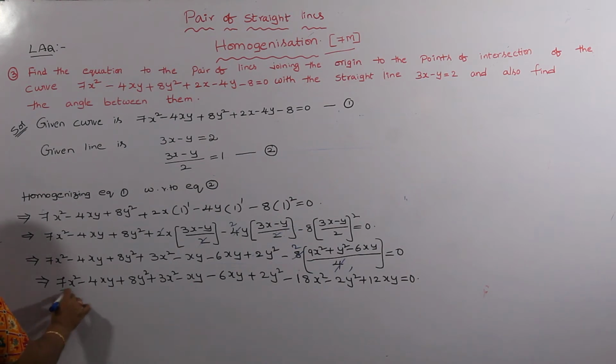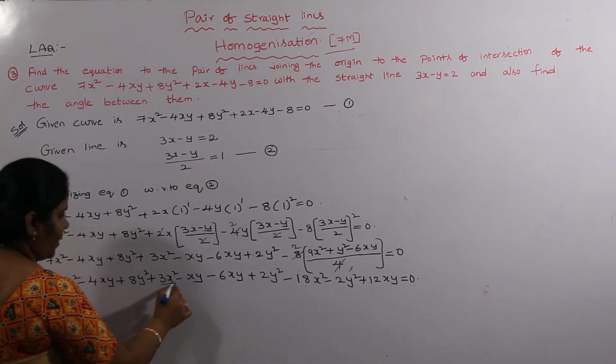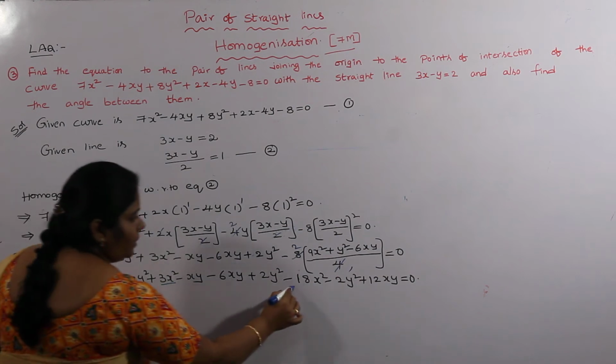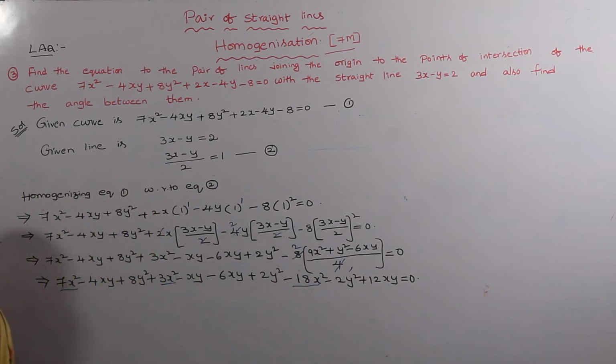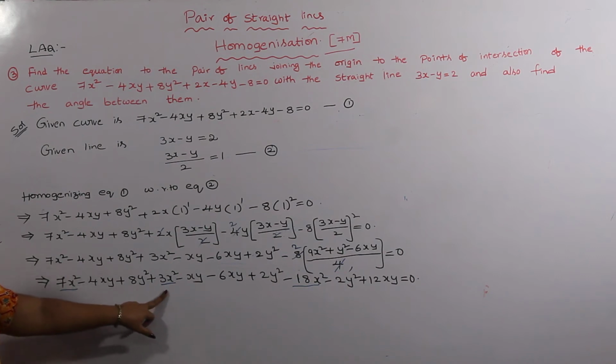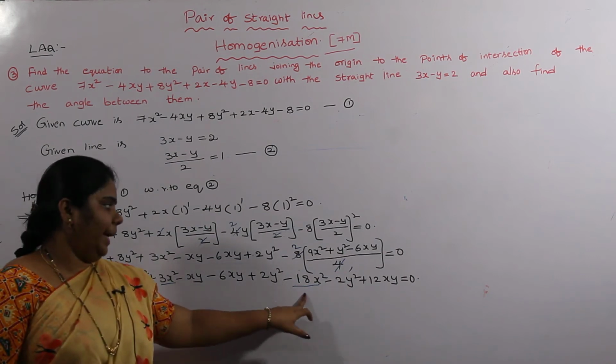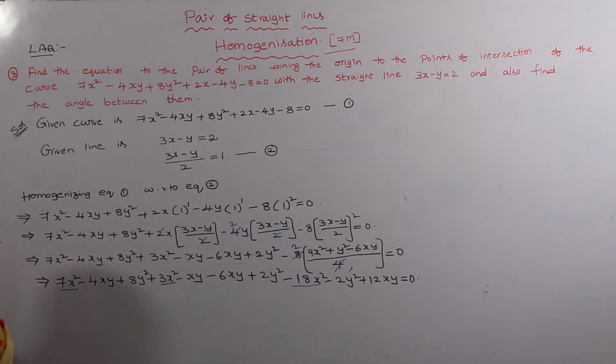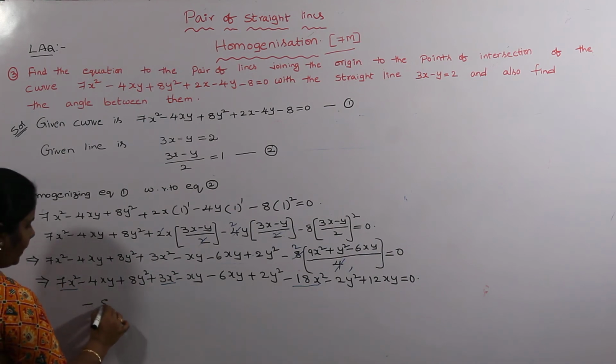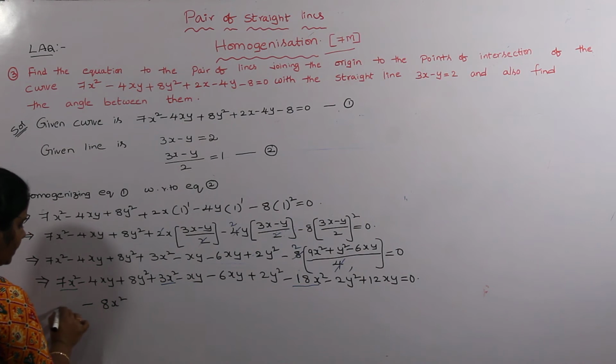Here is 1x square, 7x square, here one more x square, here is one more x square. That is 7 plus 3, 7 plus 3 is 10, 10 minus 18 is minus 8, that is minus 8x square.